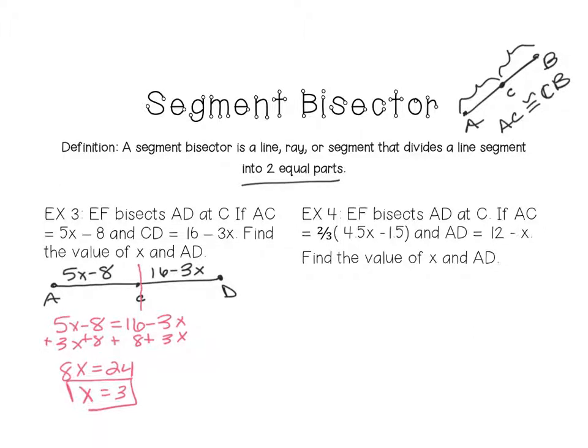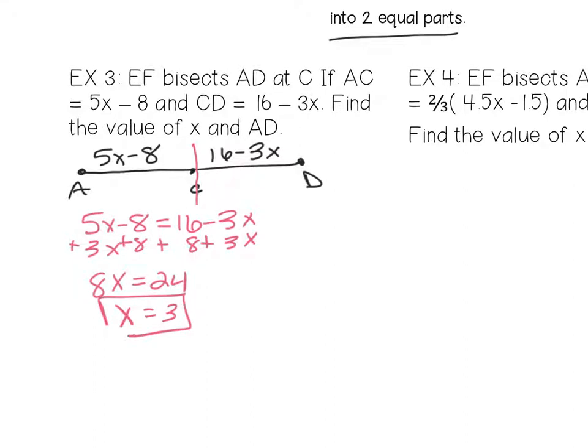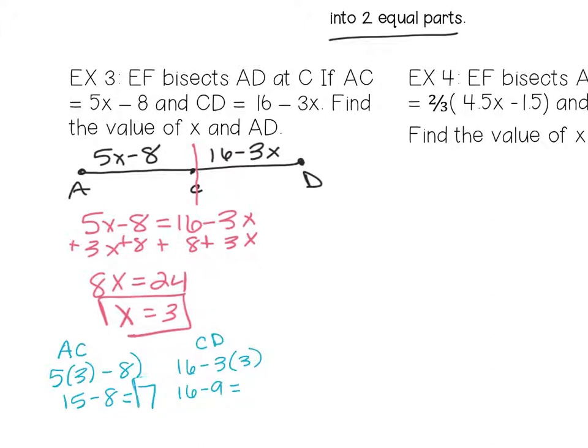But that's not all I have to do in this particular problem. It asked me to solve for AD. But in order to solve for AD, I'm going to have to solve for both of these segments. If I'm looking at AC, that's 5 times 3 minus 8. That's 15 minus 8, which is 7. If I'm looking at CD, 16 minus 3 times 3, that's 16 minus 9, which also equals 7.